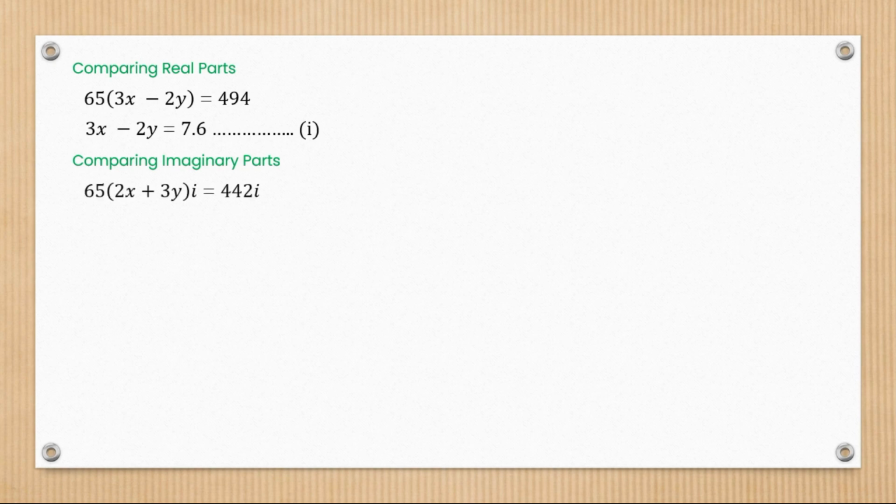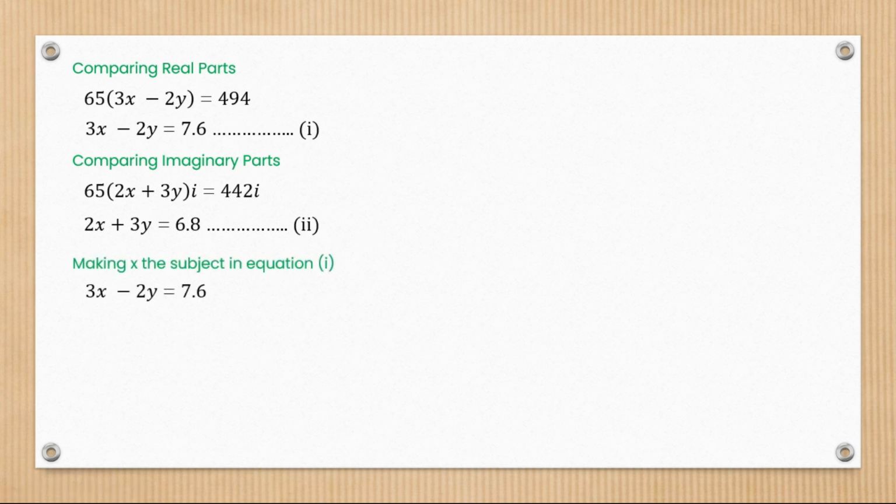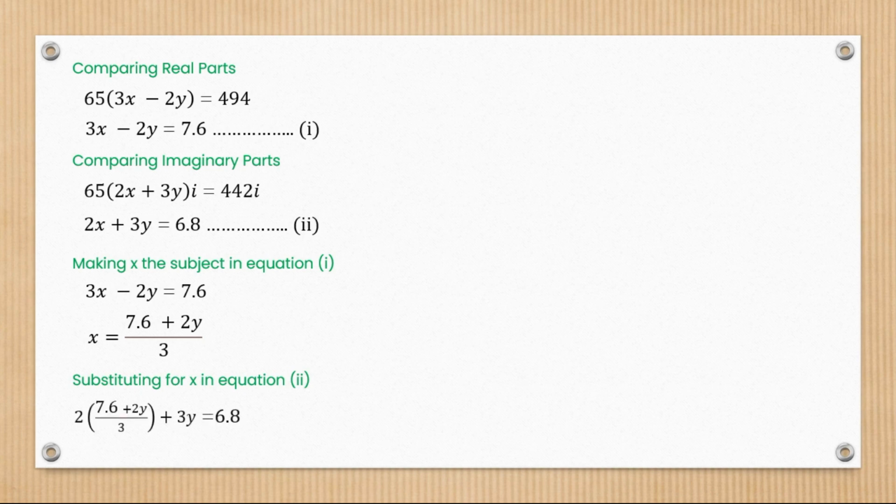Alright, comparing imaginary parts, we also have that. Now you can see that the i values cancel, and then 442 divided by 65 is 6.8. So we end up having this as the second equation. Making x the subject in equation 1, we can see that x shall be equal to 7.6 plus 2y over 3. So substituting for x into equation 2, we'll end up having that.